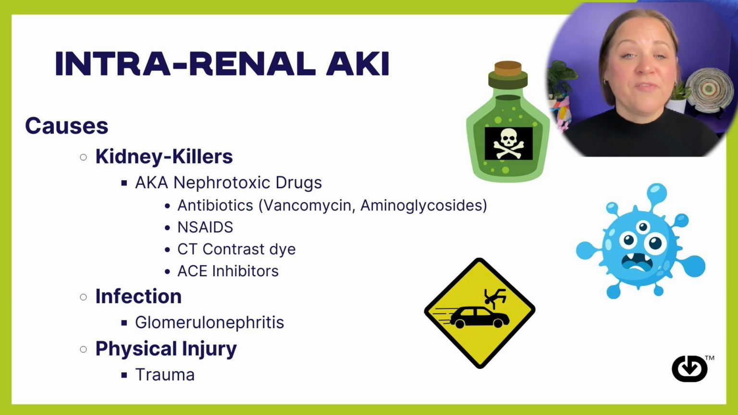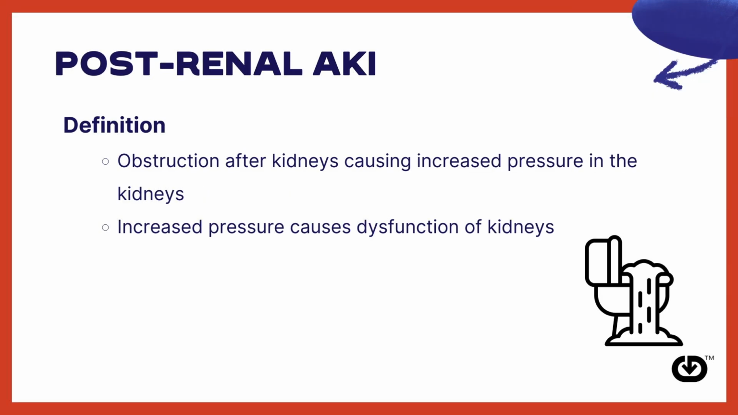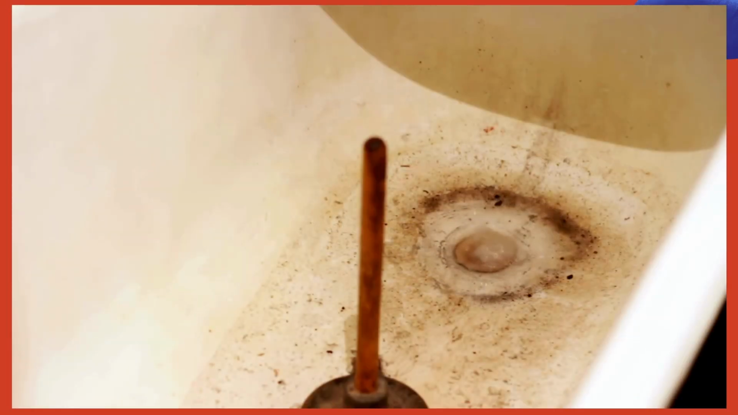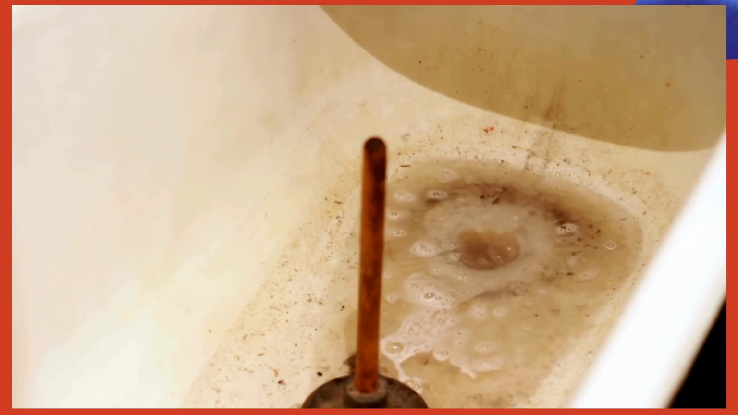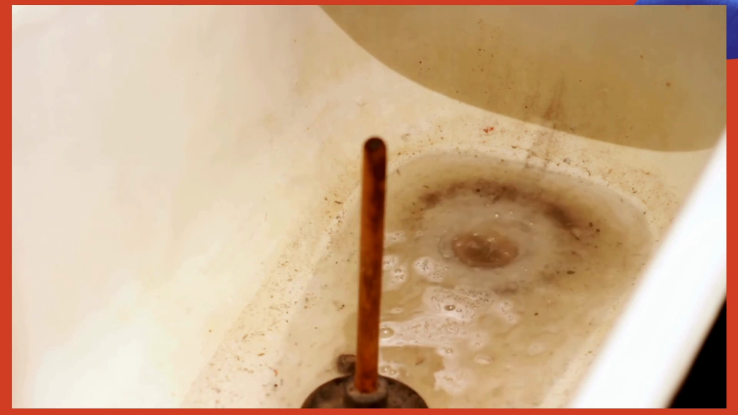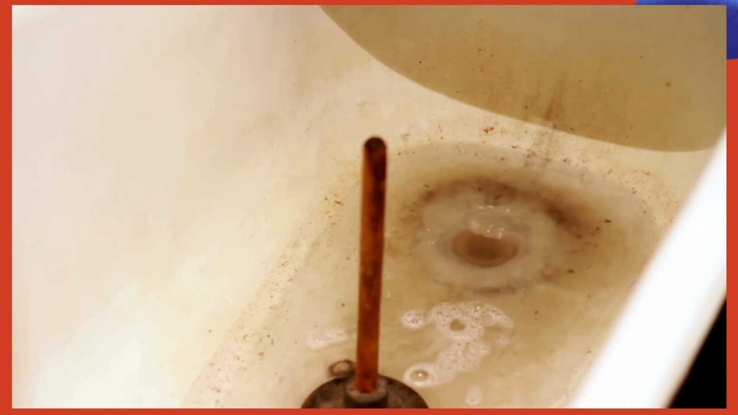And finally, we have post-renal AKI. Post-renal AKI is the least common type of the three. It's defined as an obstruction after the kidneys that causes an increased pressure in the kidneys themselves. And then this increased pressure causes dysfunction of the kidneys. So if you think about a drain and water has to drain out, if there's a clog in that drain, water cannot drain out and it starts backing up into the sink or into the toilet. And that's what's going on.